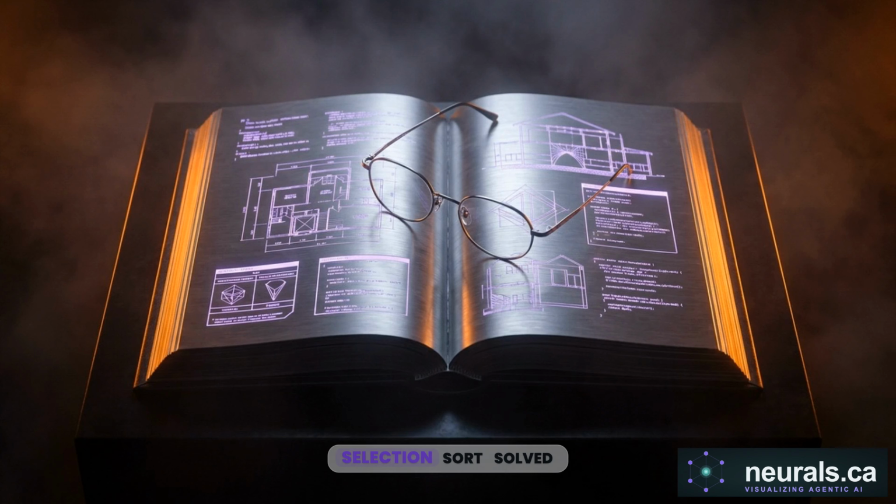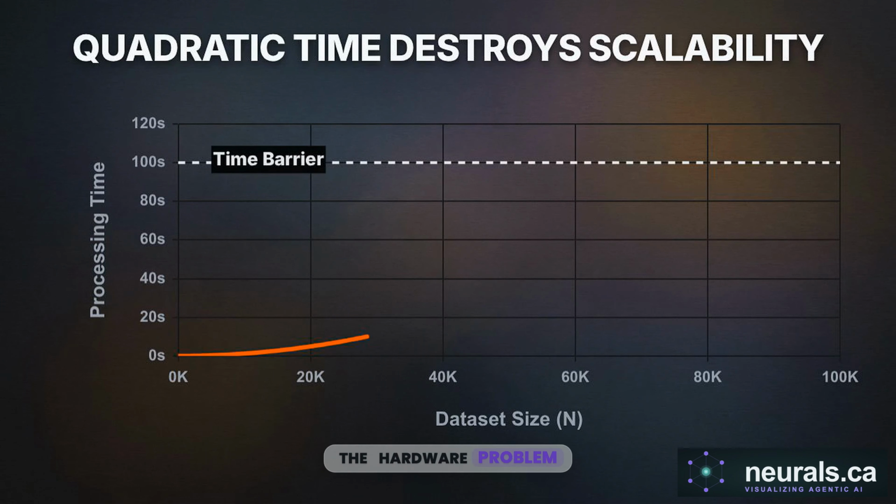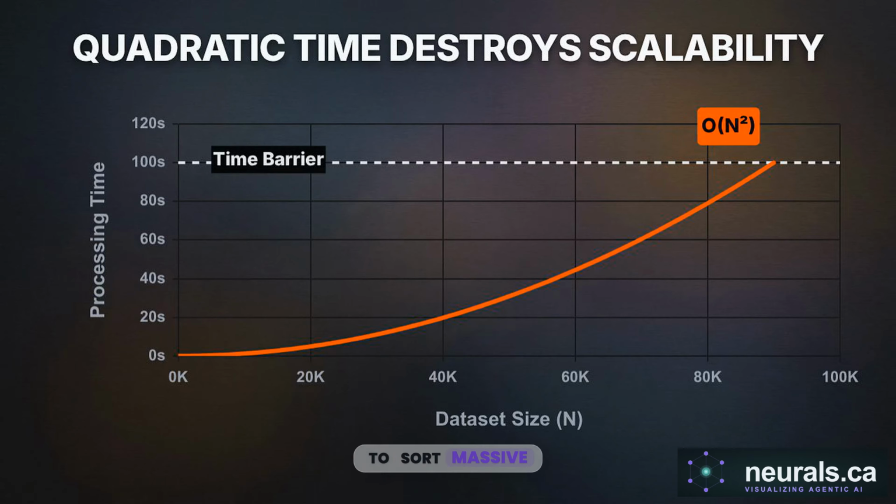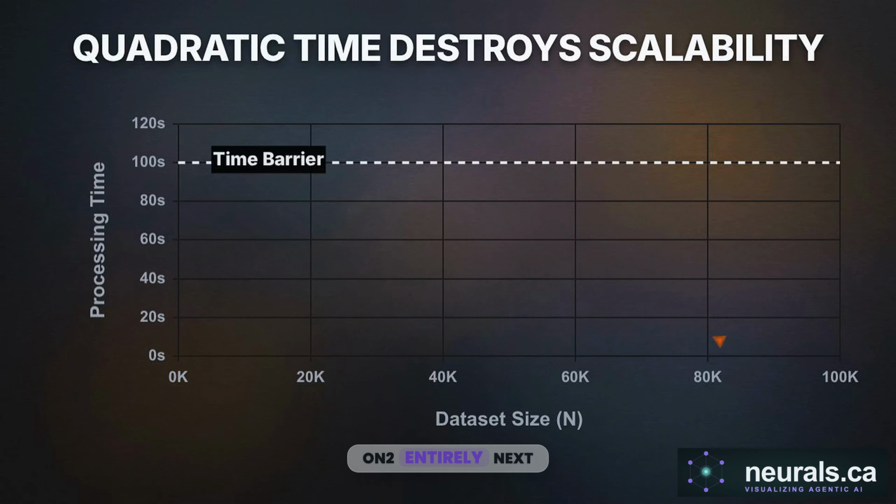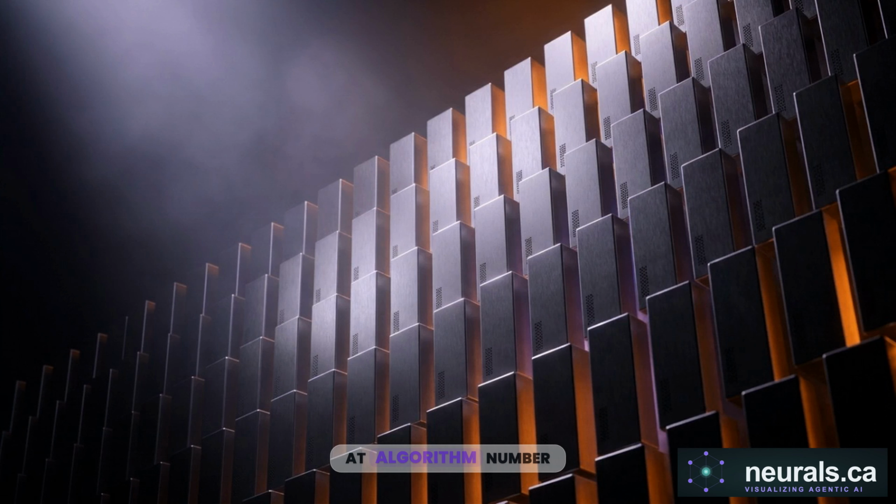But while selection sort solved the hardware problem, it completely failed to break the quadratic time barrier. To sort massive datasets quickly, we need to abandon O(n²) entirely. Next time, we look at algorithm number 4, merge sort, and see how it finally achieves O(n log n) speed.